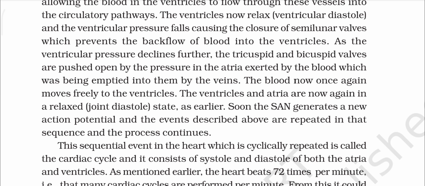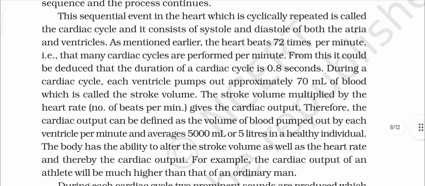The process continues. These sequential events in the heart, which are cyclically repeated, are called the cardiac cycle, and it consists of systole and diastole of both the atria and ventricles. As mentioned earlier, the heart beats 72 times per minute, which means 72 cardiac cycles are performed per minute. From this, it could be deduced that the duration of a cardiac cycle is 0.8 seconds. During a cardiac cycle, each ventricle pumps out approximately 70 ml of blood, which is called the stroke volume.